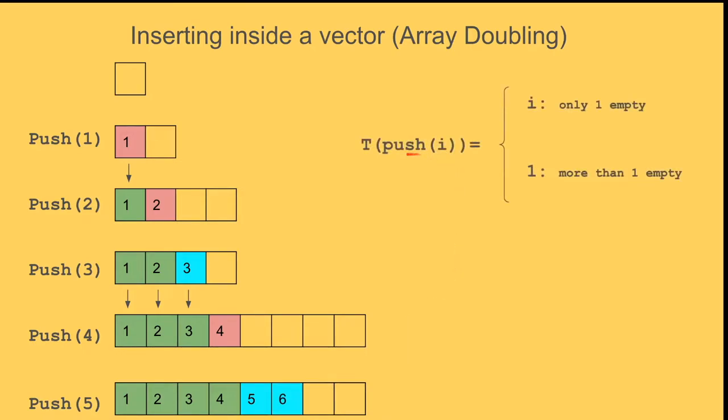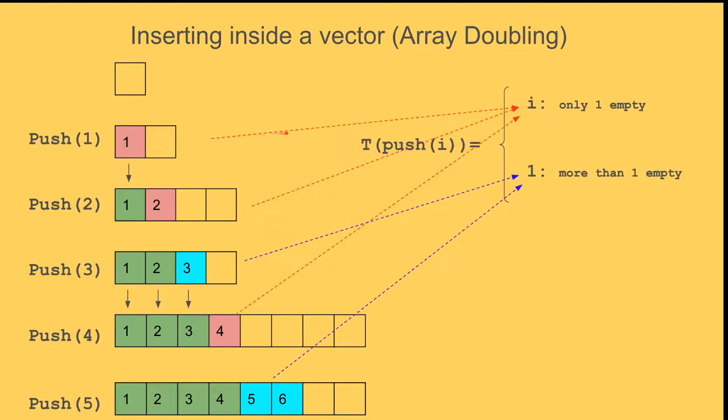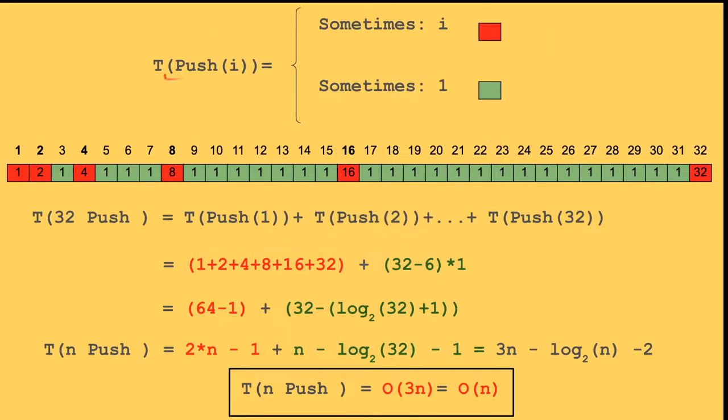So basically, T of one push, or push i, is sometimes 1 and sometimes i. For the cases that I had to double the array, the cost was i, and that was the case where only one element was empty. And for the cases that I have more empty spaces, the cost is only 1. So we are going back to one operation being between two values. Here in this case, it's between i and 1. And we want to find out how many times it was i, and how many times it was 1.